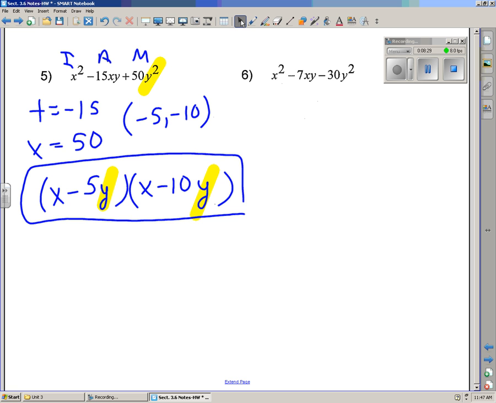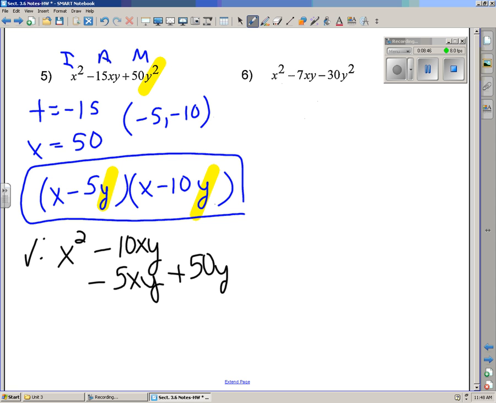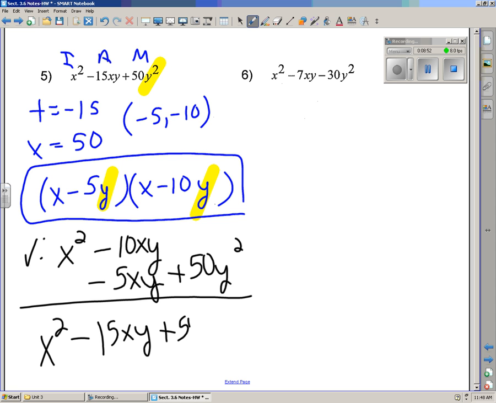I will show the check on here because it's worthwhile showing you where the xy comes from. So if I were to FOIL this out, front times front is x squared. Outside times outside is negative 10xy. Inside inside is negative 5xy. Last times last is plus 50y squared. When you combine like terms, you do in fact get the original trinomial, which is x squared minus 15xy plus 50y squared. So don't let the variables on the end fool you.